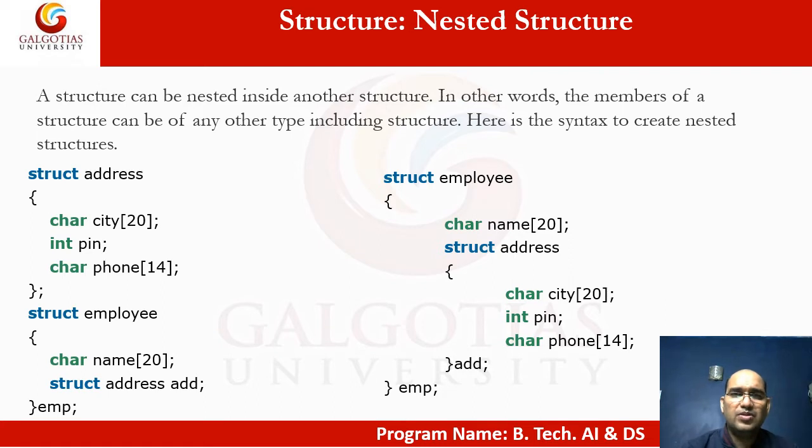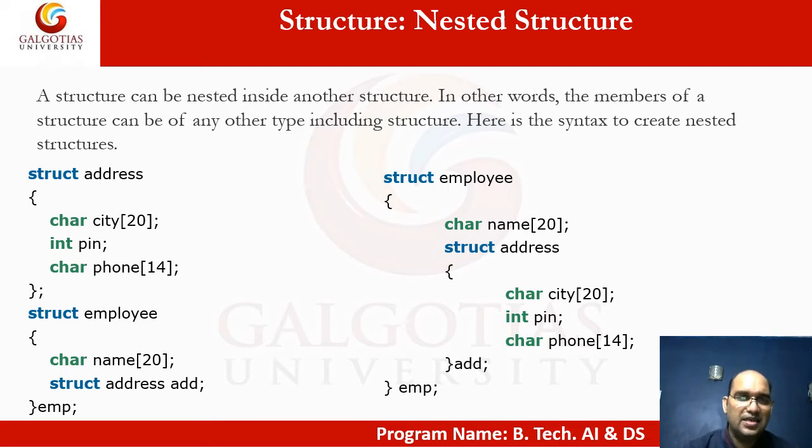Now coming to the nested structure. Nested structure means a structure inside another structure, right? A structure can be nested inside another structure. In other words, the member of a structure can be of any other type, including structure. Here is the syntax to create a nested structure. So let's see the 2 examples over here.